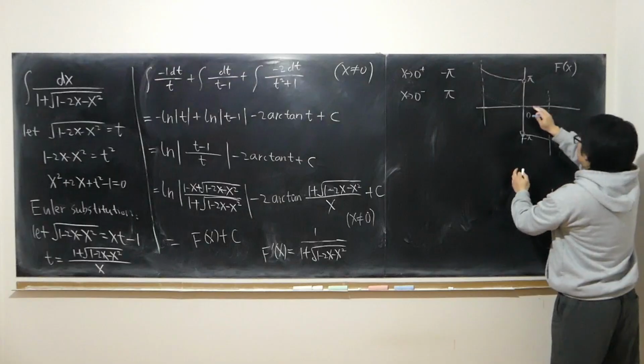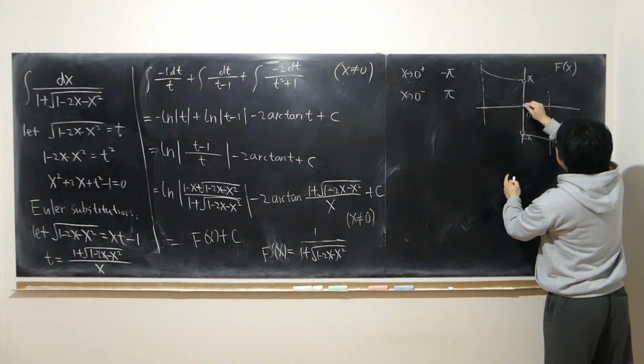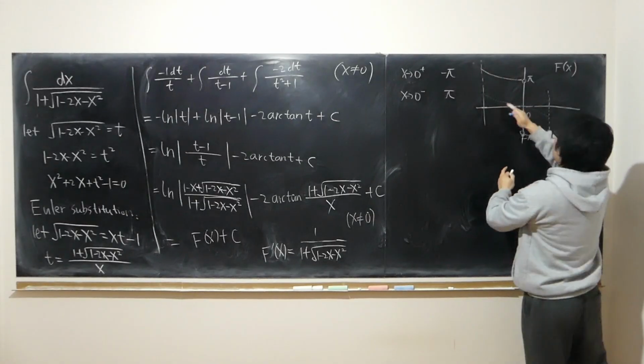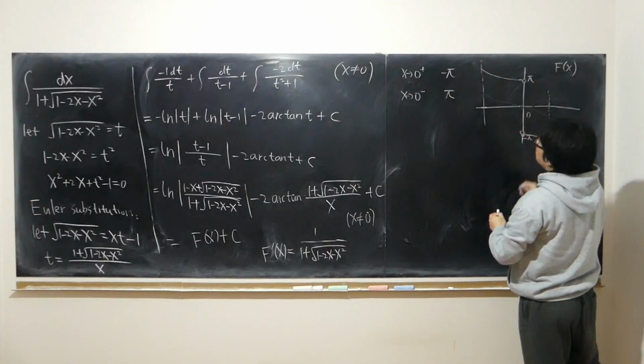So originally they don't have a definition. It doesn't have a definition at 0, but now you can redefine the function at 0 to be 0. Now this time the graph is definitely continuous at point 0.